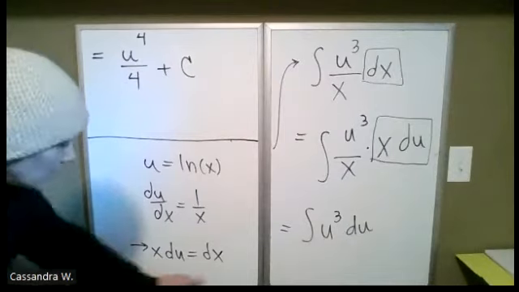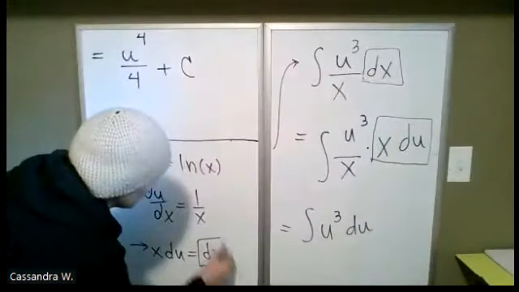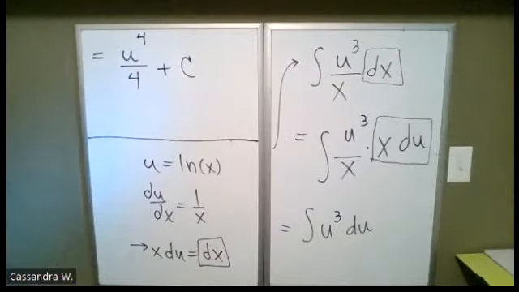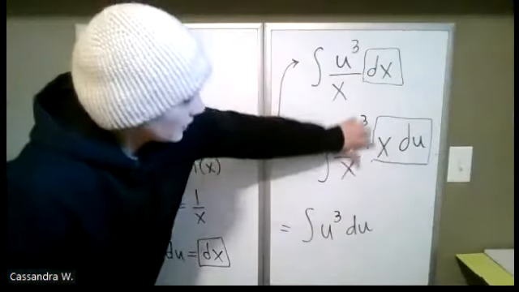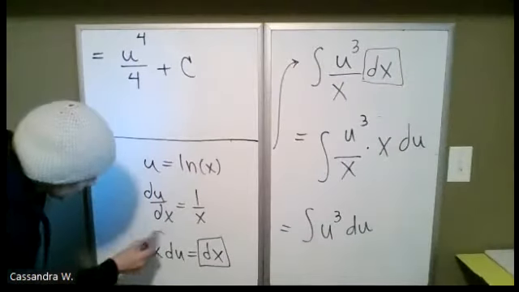It's taking this dx right here, and then replacing it with, it's equal to that part right there.